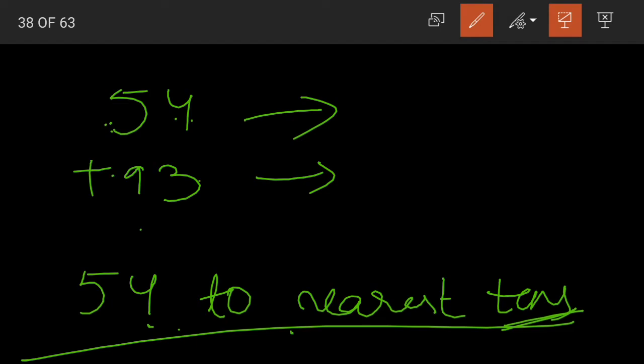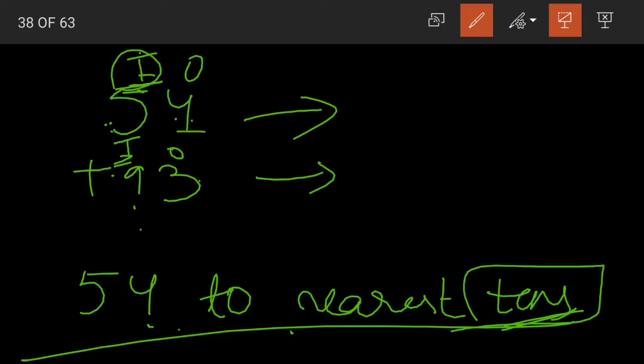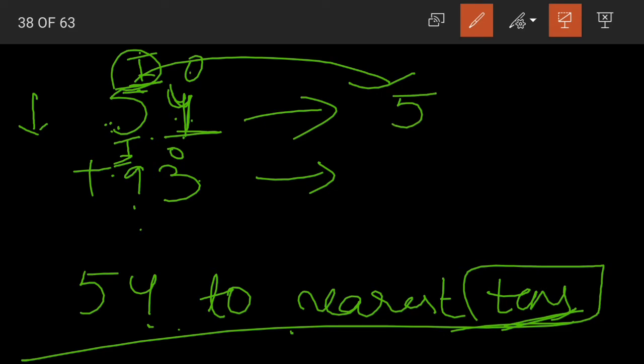Now if you look at both the numbers, they have ones and tens, and both have the tens place as the highest place. So we will round off these to the nearest tens. Clear? Again, how will we do that? Look at the digit in ones place. It is 4. So what will we do with the digit in tens place? We will round down. That is, the tens digit is written as it is and the ones place is written as 0. 54 becomes 50.